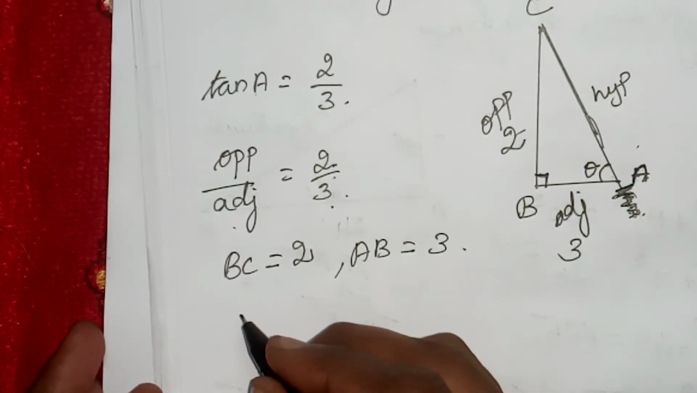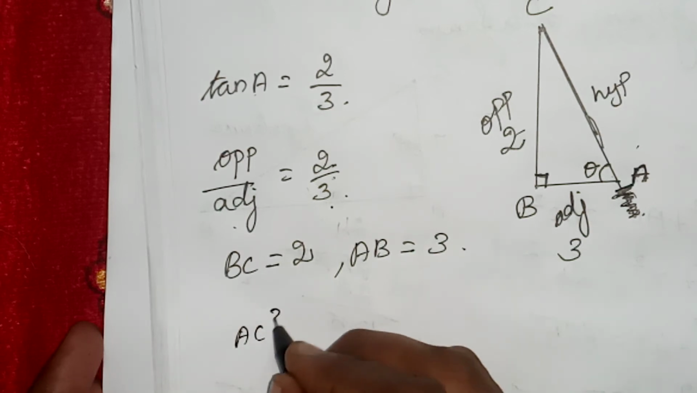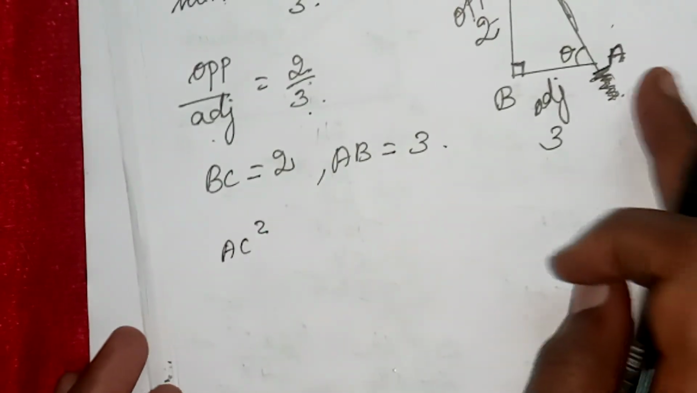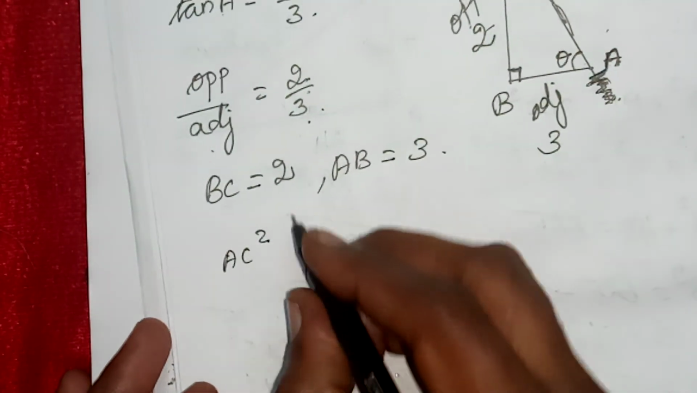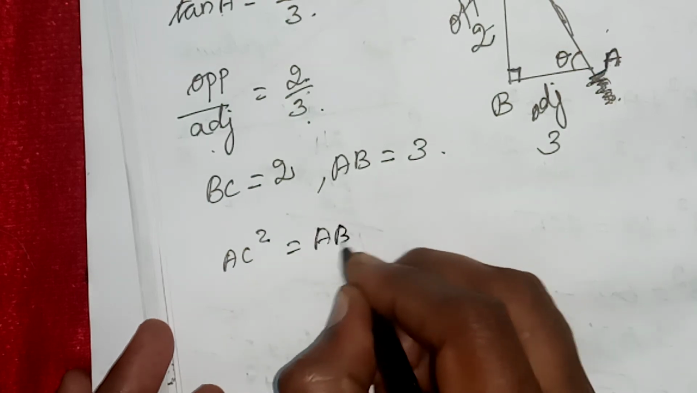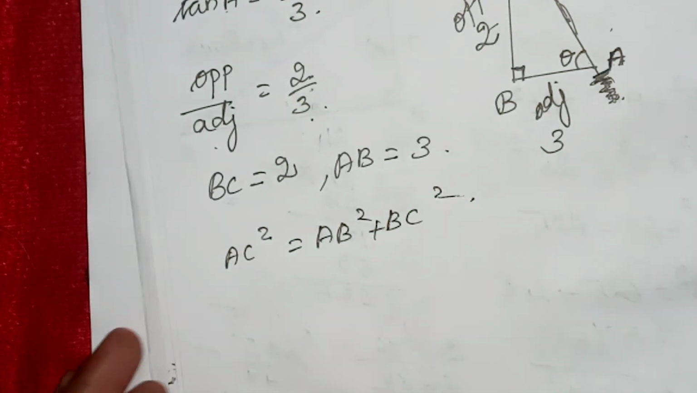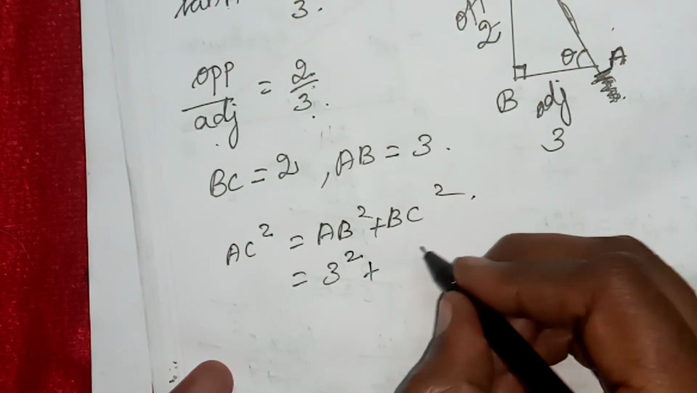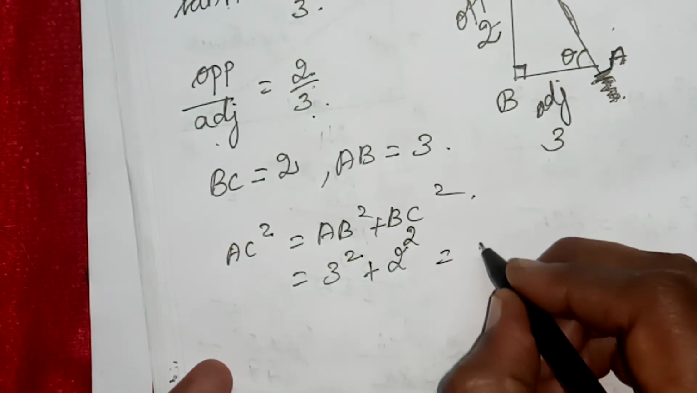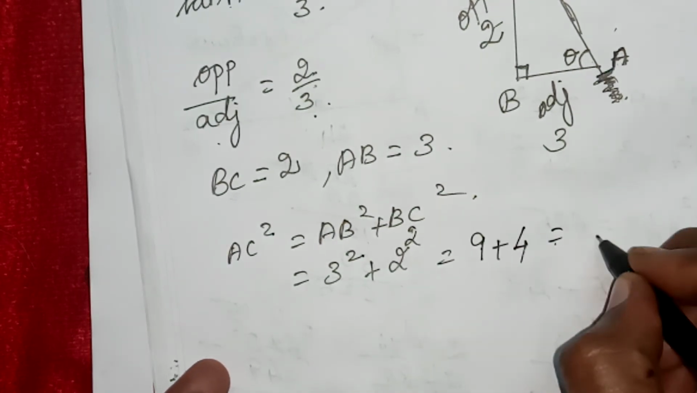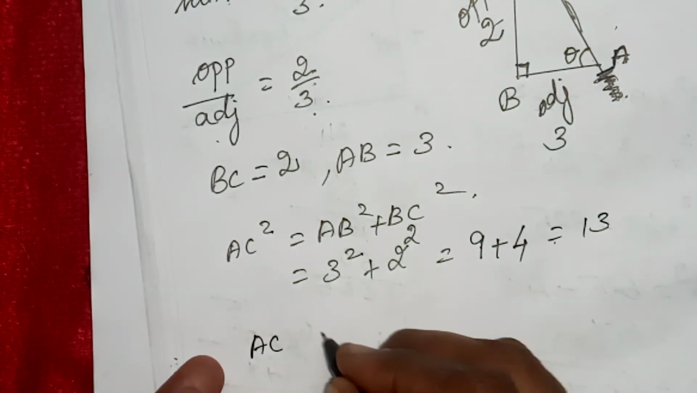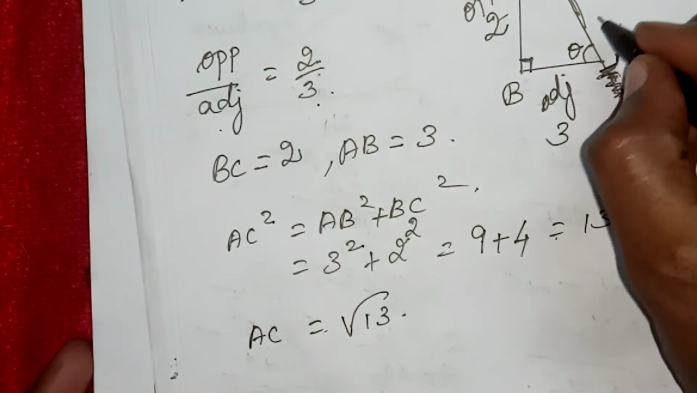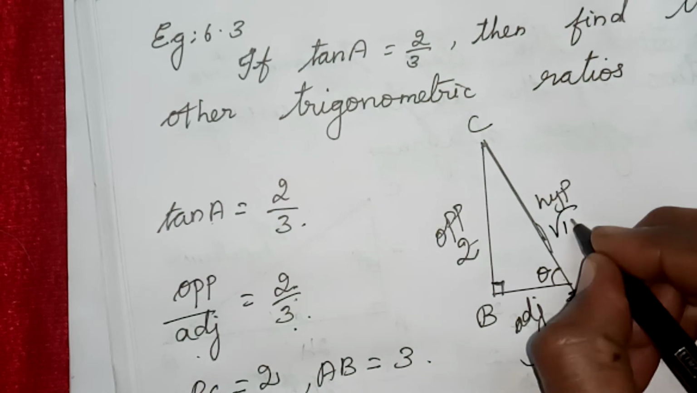Now, what is Pythagoras theorem? Hypotenuse square is equal to the sum of the squares of the other two sides. AC square is equal to AB square plus BC square. AB square is 3 square, plus BC square is 2 square, which is 9 plus 4 is equal to 13. Then AC is equal to root 13. So hypotenuse is equal to root 13.